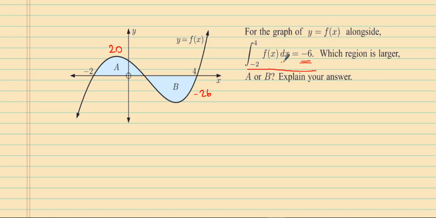So based on this one, we can see that if it's a negative result, it means that this area, this region, is bigger than the A. So B region is bigger than the A.